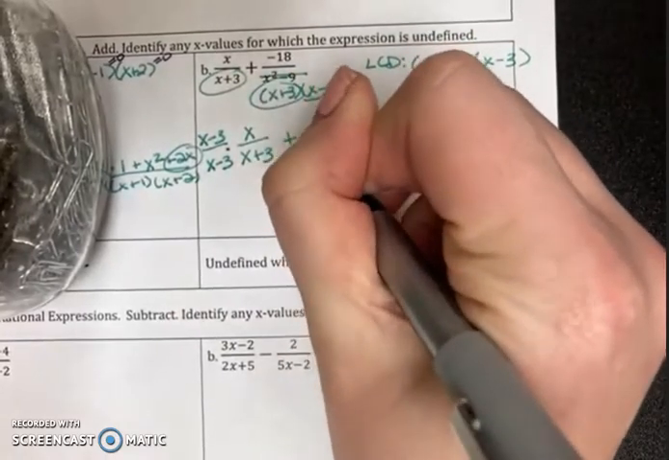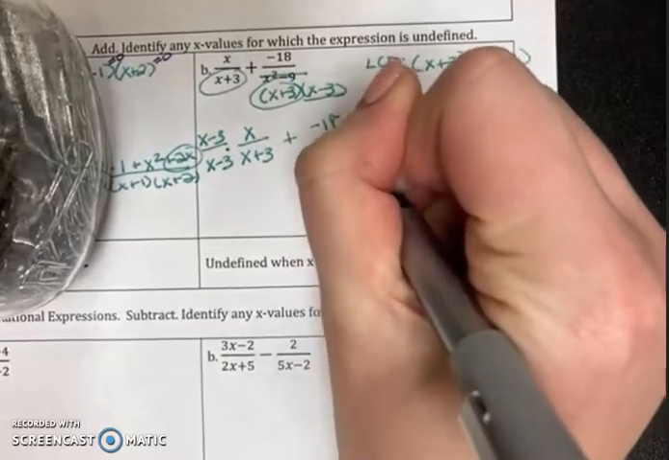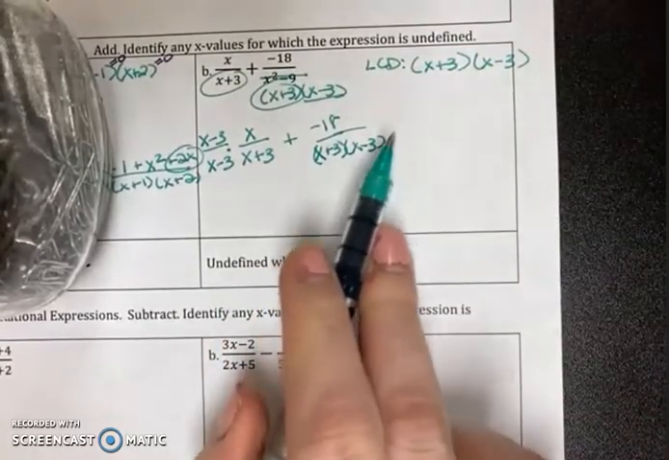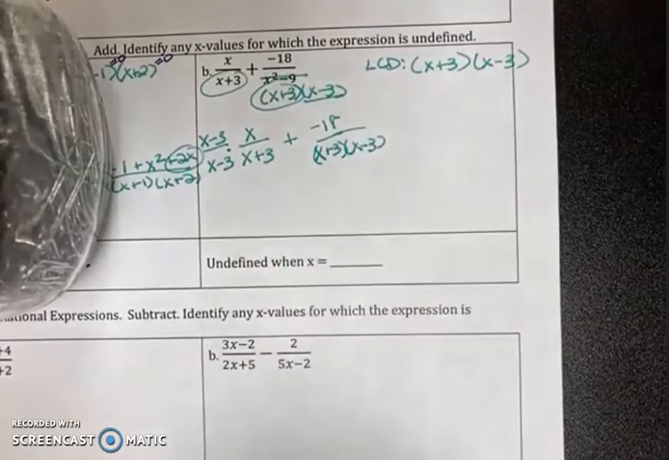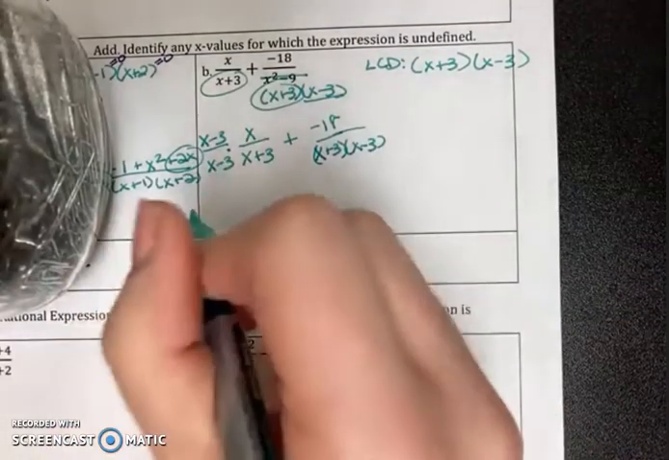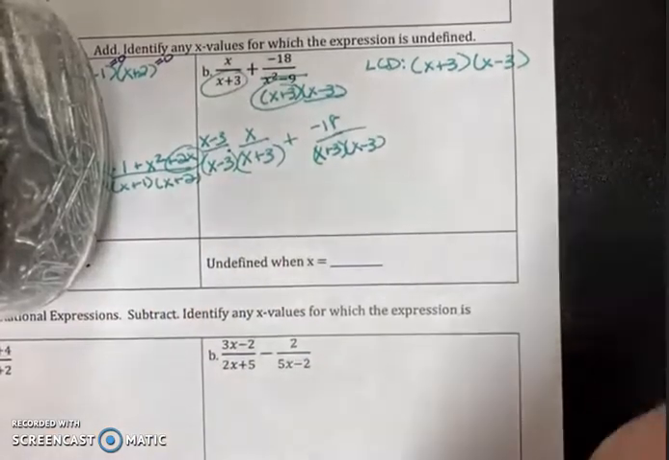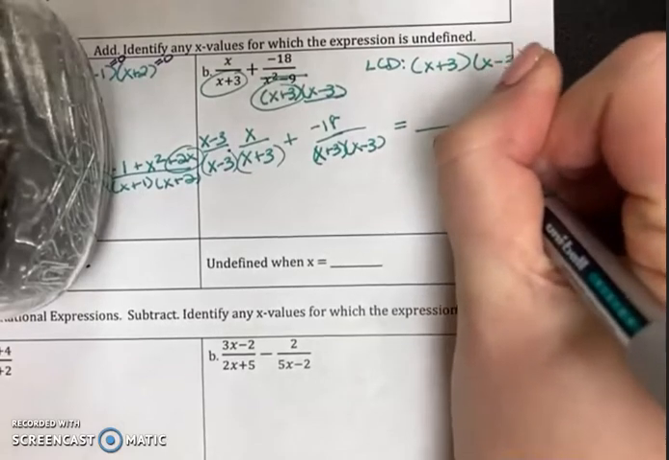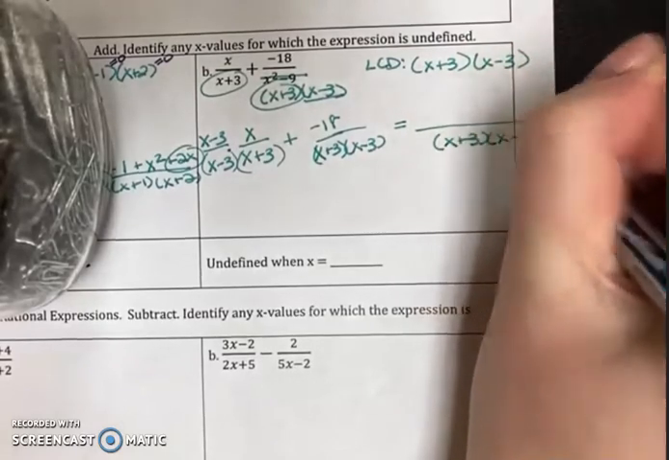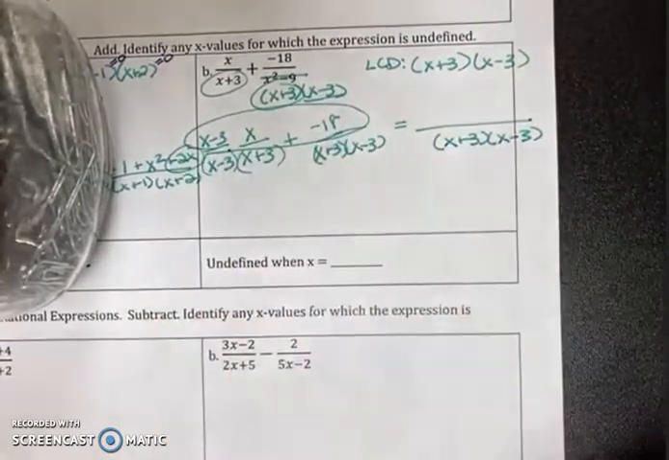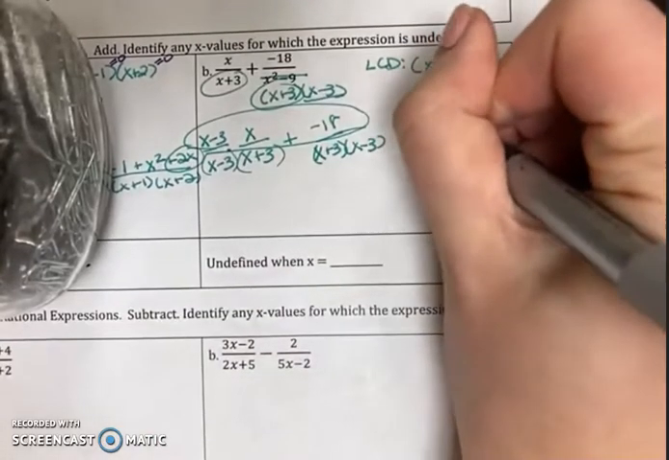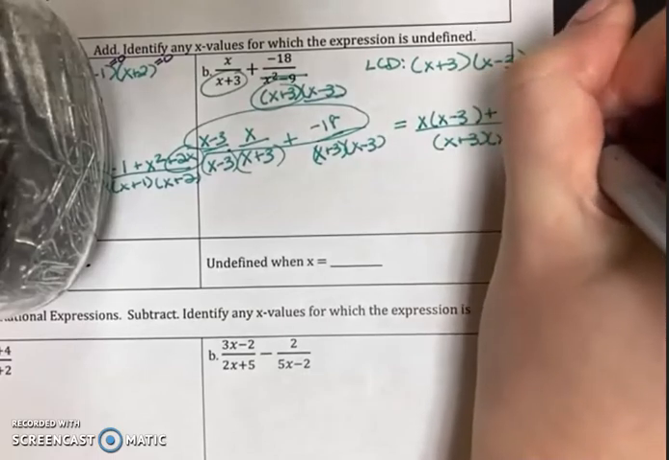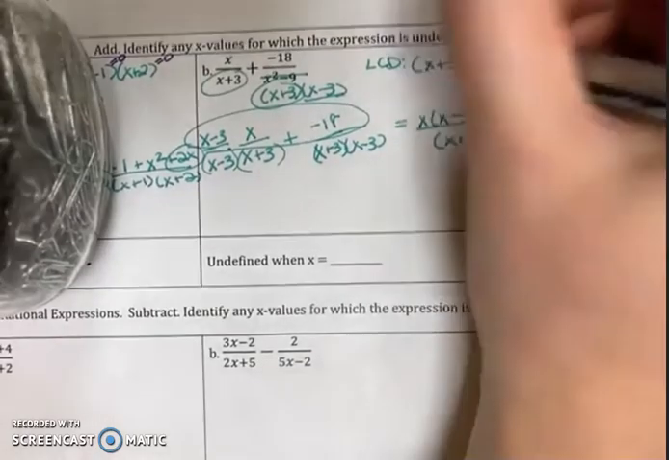My second term, I'm going to write it with the factor form here. It already has both, so I do not need to multiply it by anything. Now that I have a common denominator, I can write this whole thing as being over x plus 3, x minus 3, and I just need to add the numerator. So I have x times x minus 3 plus a negative 18. We just need to clean that up.